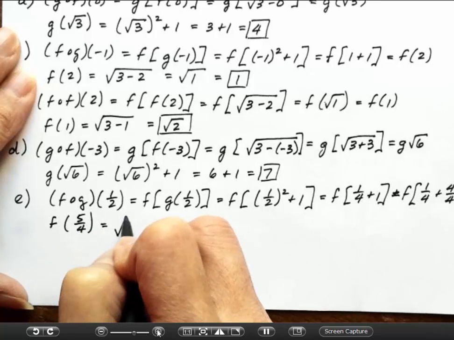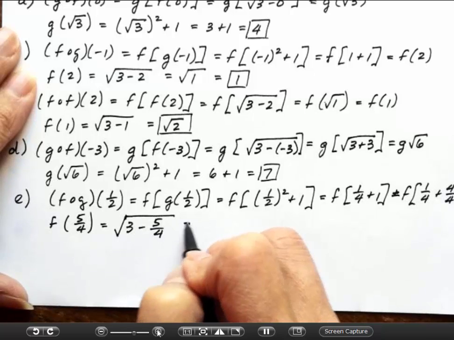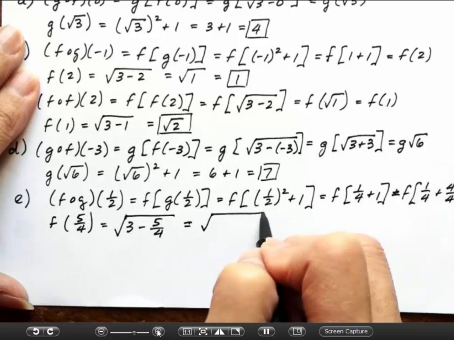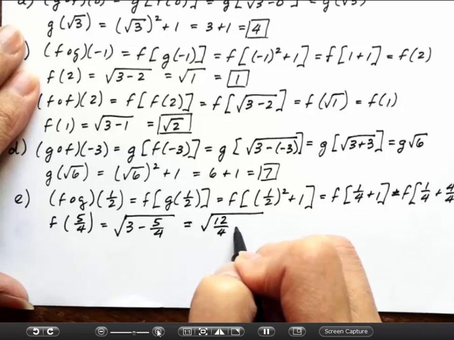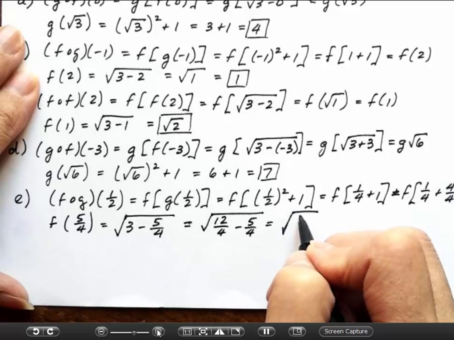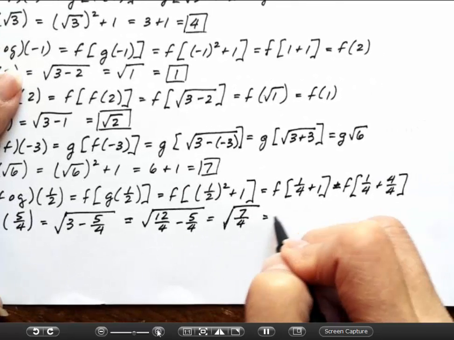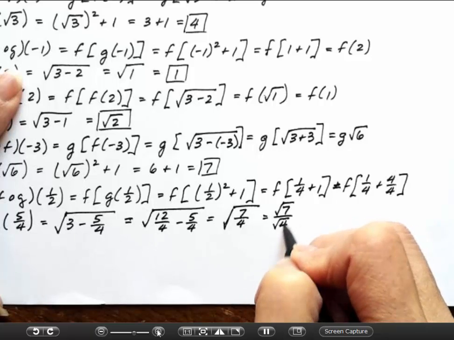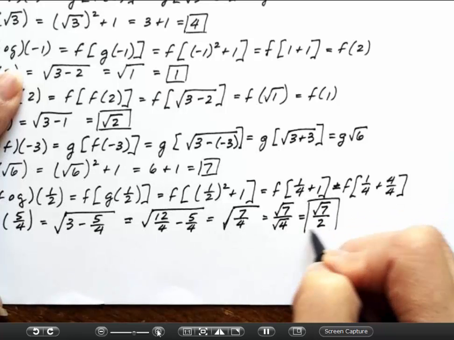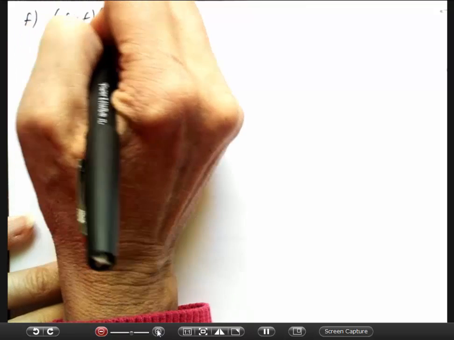So I have the square root of 3 minus 5/4. I need to combine these two. I need to find a common denominator. The common denominator again is going to be 4. So this gives me the square root of 12 over 4 minus 5 over 4. Simplifying, I end up with the square root of 7 over 4. And then I can split my radical and rewrite this as the square root of 7 over the square root of 4, which gives me the square root of 7 over 2, simplifying that.